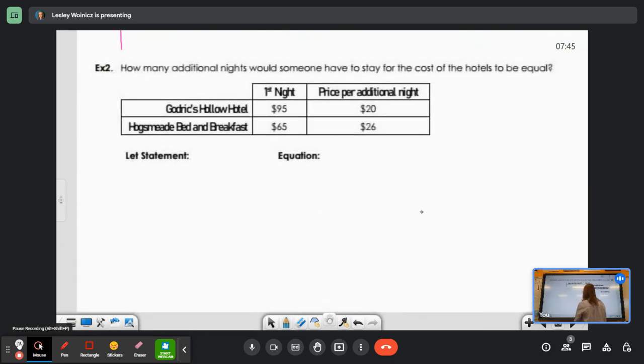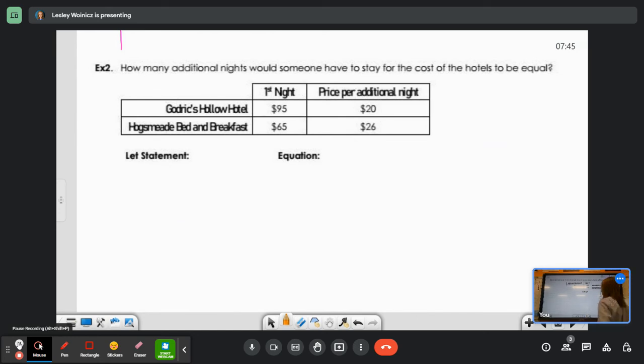All right, let's look at these little hotels. We've got a table comparing prices for Godric's Hollow Hotel and the Hogsmeade B&B. So for each of them, the first night is $95. Well, one of them's $95, the other one's $65. And the price per additional night, those are $20 and $26.